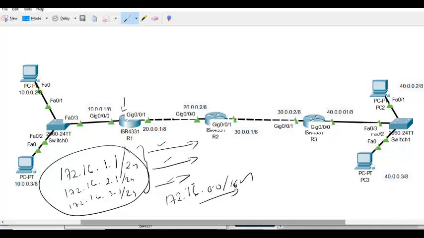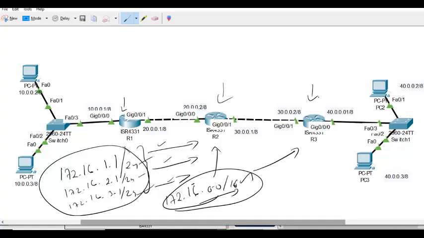If it does auto summarization, this should be advertised. I should see only this in the routing table of router 2 and router 3. But if auto summarization is not there by default, then what will I see? These 3 routes here and here, isn't it? Did you understand? Are you with me? Right. We are going to test this first.